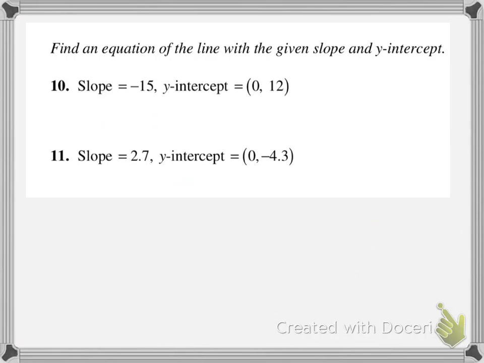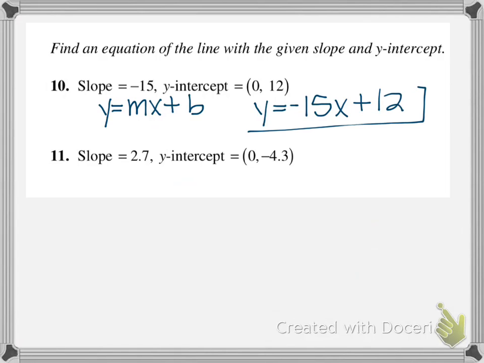Now let's write an equation if we're given information, so the exact opposite of what we were just doing. It's always going to be y equals my slope times my x plus my y-intercept. The x and the y represent all ordered pairs, so those are going to stay. All you replace is the m and the b. So our equation is going to be y equals negative 15x plus 12, and that's my slope-intercept equation.